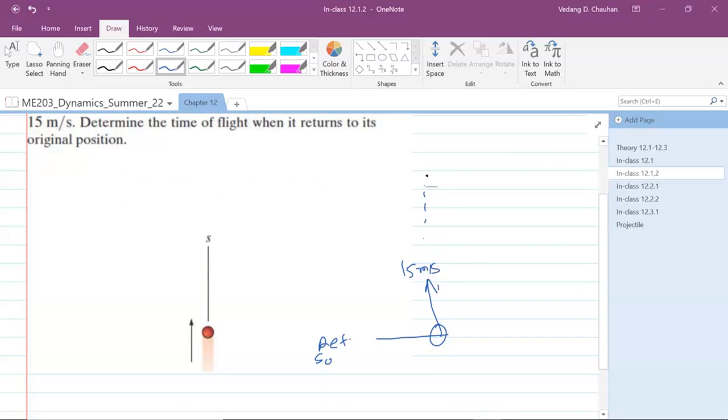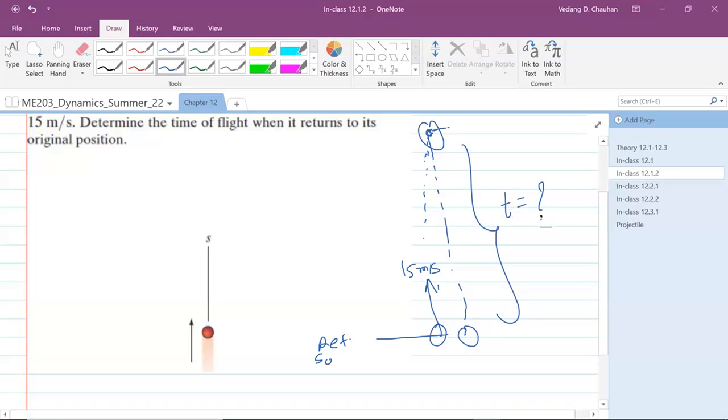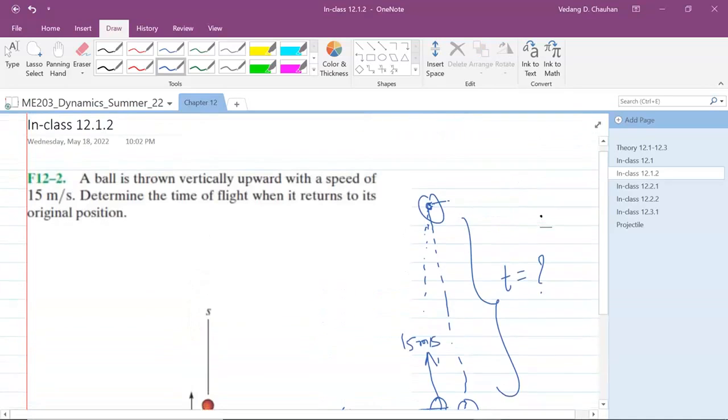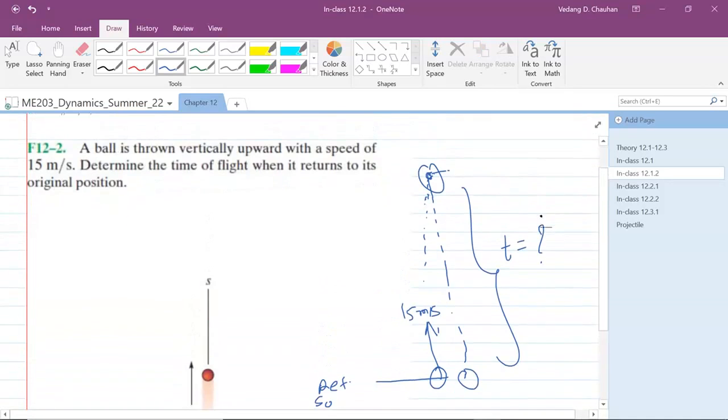Now the ball goes up, and because of gravity, the speed of the ball decreases as it goes up, and then at some point it becomes zero, so it no longer travels upward. Now because of gravity it comes down and comes back to the same point. What we need to do is calculate this time of flight, how long it takes for the ball to come back to the same position after it is released at 15 meters per second.